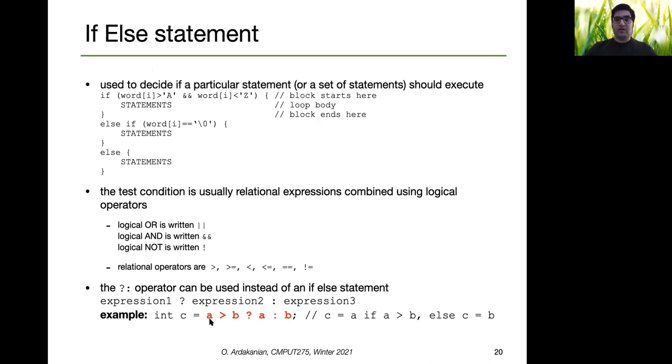So one example here is that you compare A and B. If A is greater than B, then the result of this expression is A. If A is less than or equal to B, then it's B. And you can assign it to, let's say, an integer C.